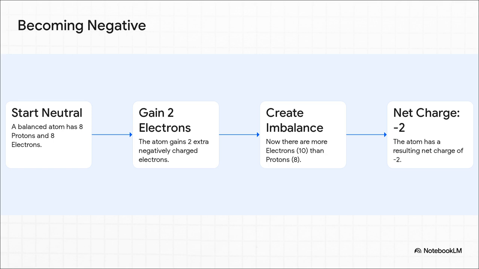And you guessed it, it works the other way too. What if our neutral atom gains 2 extra electrons from somewhere? Well, the 8 positive protons are still there, but now they're being orbited by 10 negative electrons. Now the negative charges have the upper hand, giving the atom a net charge of negative 2. And any atom that has a charge, positive or negative, is called an ion.